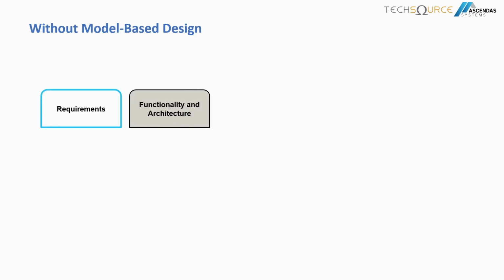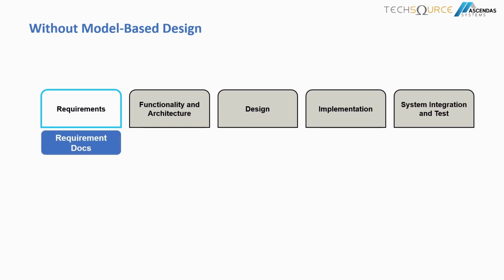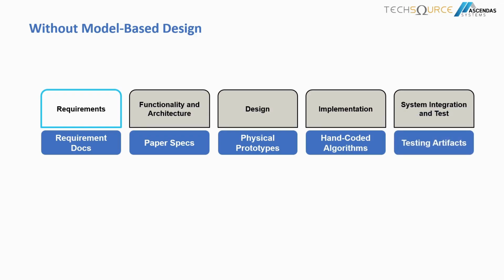If we take a look at the scenario where there is no model-based design, it will start with a set of requirements to determine what the functionality is. From there, it needs to satisfy these requirements, build the architecture, and then do the design. From the architecture, it will implement the design in software, then integrate it and test the entire system. Each stage produces artifacts such as requirement docs, paper specs, physical prototypes, hand-coded algorithms, and testing artifacts.